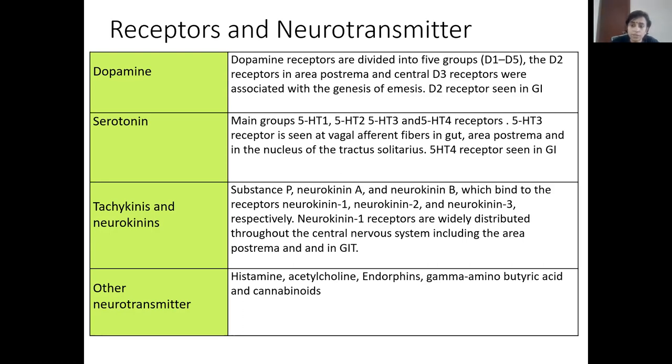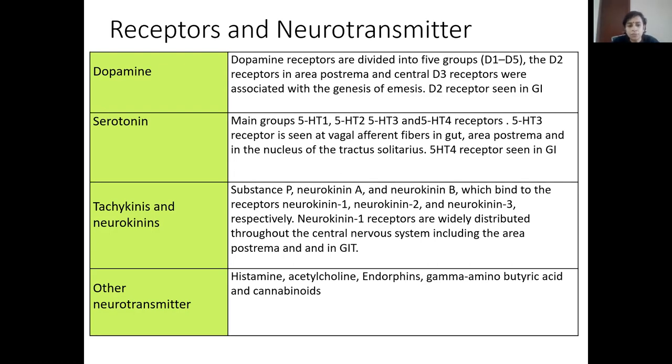And serotonin receptors, 5-HT1-4. And out of that, I'm just talking about the most important ones. Out of the 5-HT1-4 serotonin receptors, 5-HT3 and 5-HT4 are the ones we are concerned with. Of course, we are concerned with others too, but for today's sake, we can just memorize 5-HT3 and 5-HT4. Because 5-HT3 is present in the gut and in the CTZ, and 5-HT4 is also concerned with vomiting.